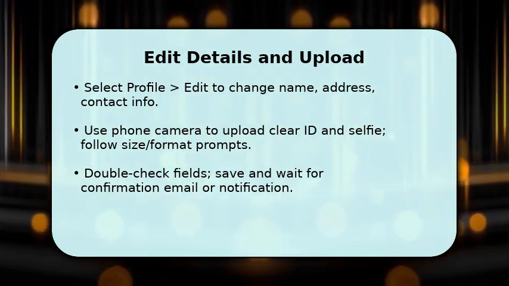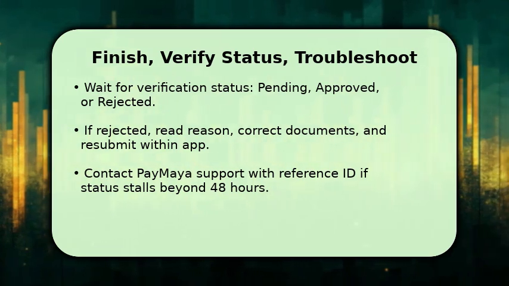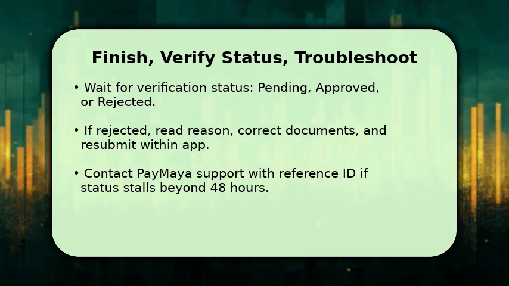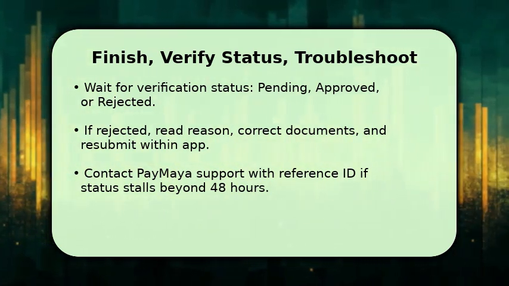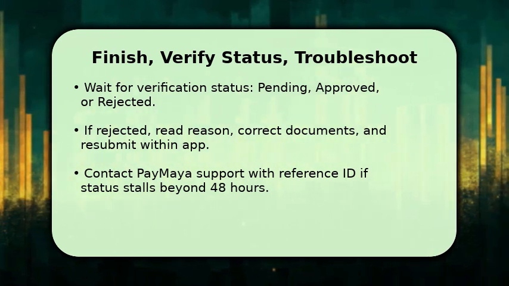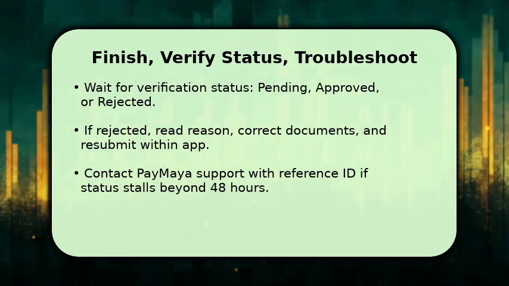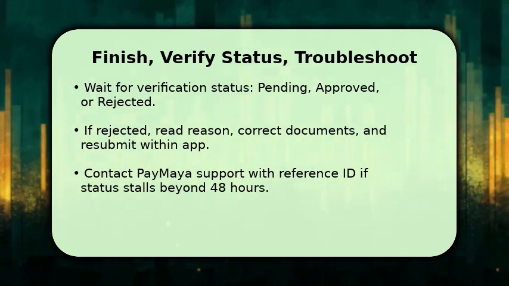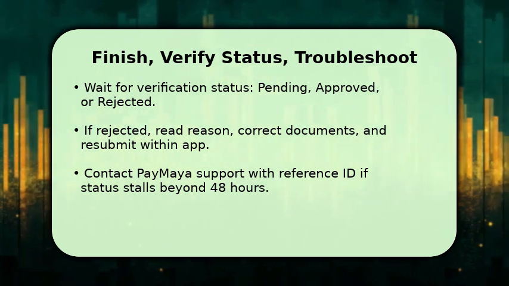You finish by submitting the updates and checking verification status in account or notifications. Typical states are pending, approved, or rejected. If approved, you're done. Make sure linked services reflect the change. If rejected, read the rejection reason, correct the specific documents or fields, and resubmit promptly. If verification stalls beyond 48 hours, you contact Paymaya support using the reference ID displayed. This speeds resolution and prevents repeated failed attempts.